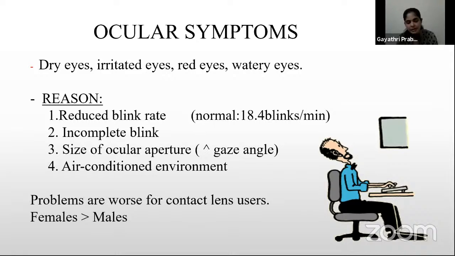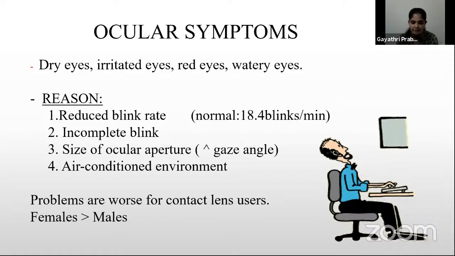So when the blink rate reduces, it obviously affects the tear film that is spread across the cornea, and that leads to dry eyes. Now, the second factor here is that it is not only reduced, but people also don't blink completely. For a complete blink, you have to close your eyes completely and then open, which means the upper lid margin should touch the lower lid margin, and then you should open your eyes. That is a complete blink. Now, if there is an incomplete blink, again, it affects the uniform spread of the tear film on the cornea, which leads to dry eye problems.